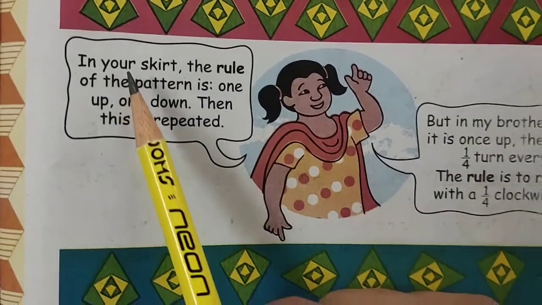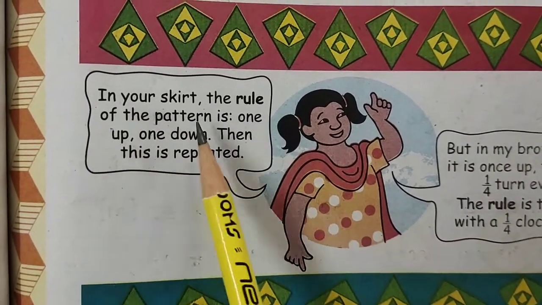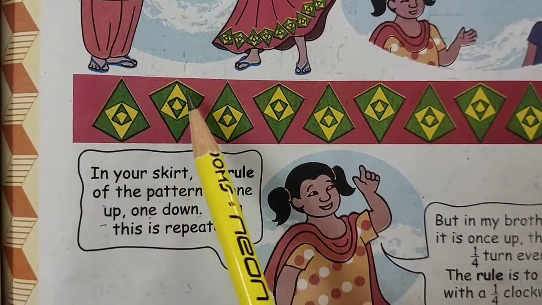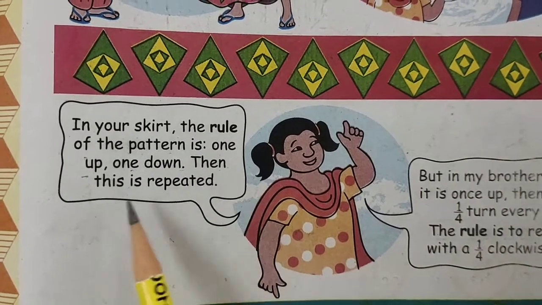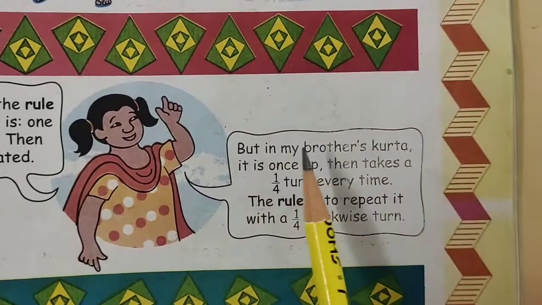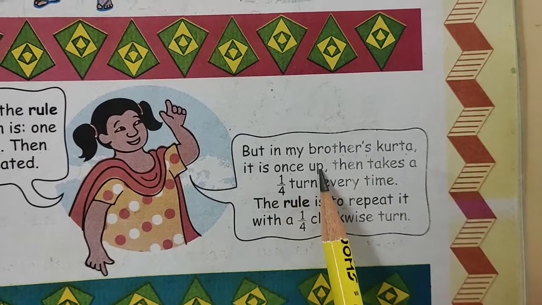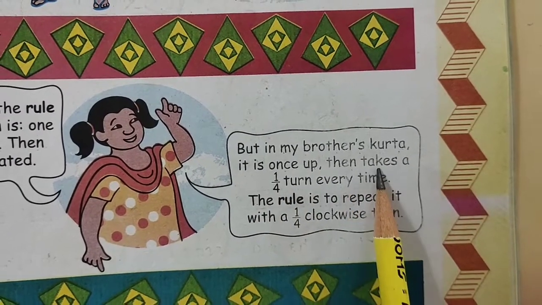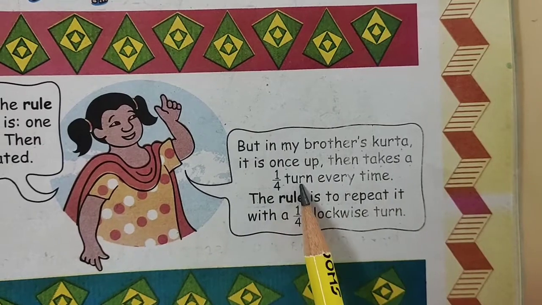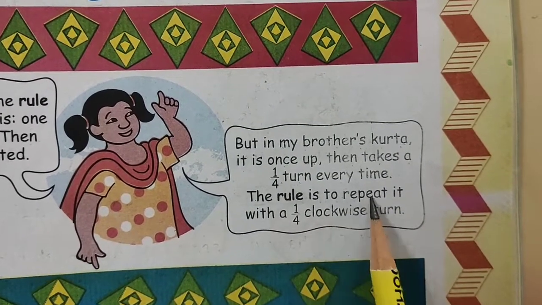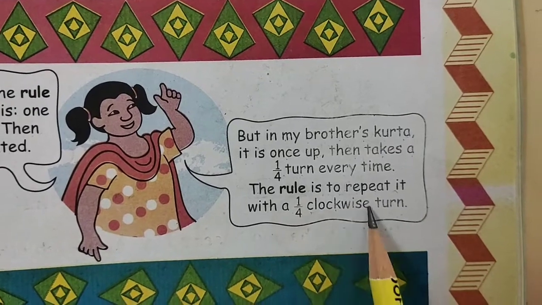Now in your skirt the rule of the pattern is one up, one down, one up and one down, and then this is repeated. But in my brother's kurta it is once up, then take a 1/4 turn every time. The rule is to repeat it with a 1/4 clockwise turn.